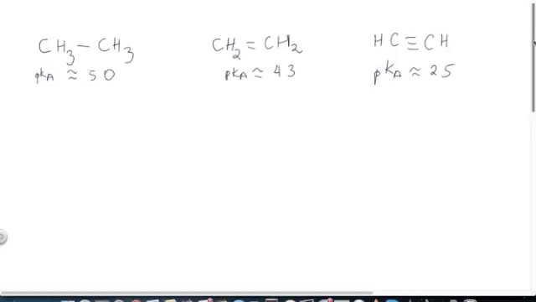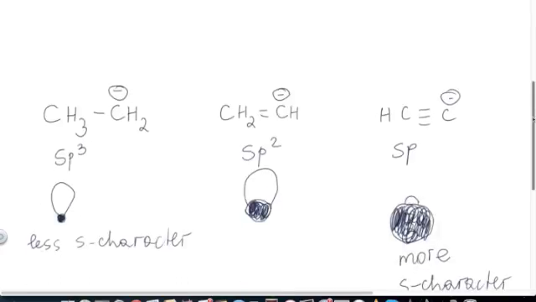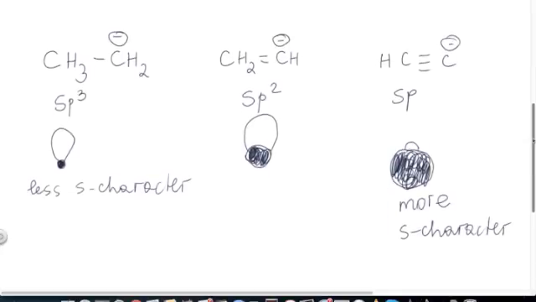Let's look at the respective conjugate bases. Over here we have a negative charge on carbon in all cases, and no resonance stabilization is possible here. No inductive effect is observed. So the only difference is in hybridization. In the alkane, the carbon is sp3 hybridized. In the alkene, it is sp2 hybridized. And in the alkyne, it's sp hybridized.